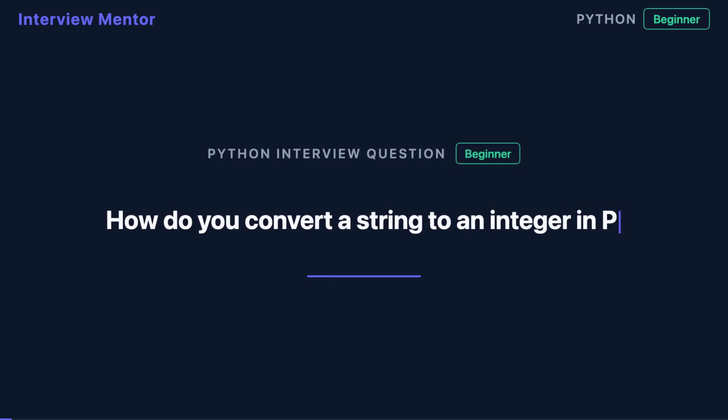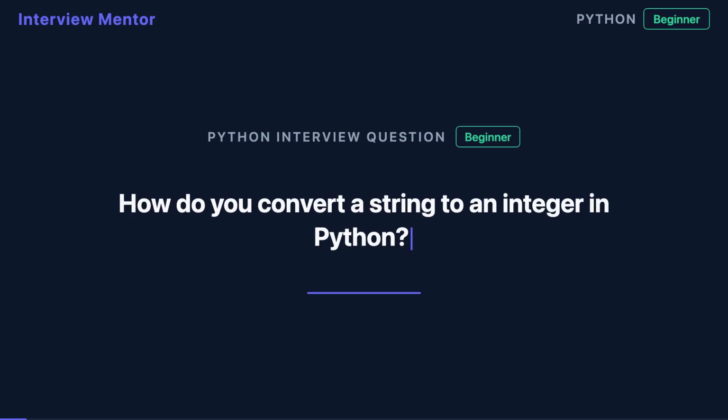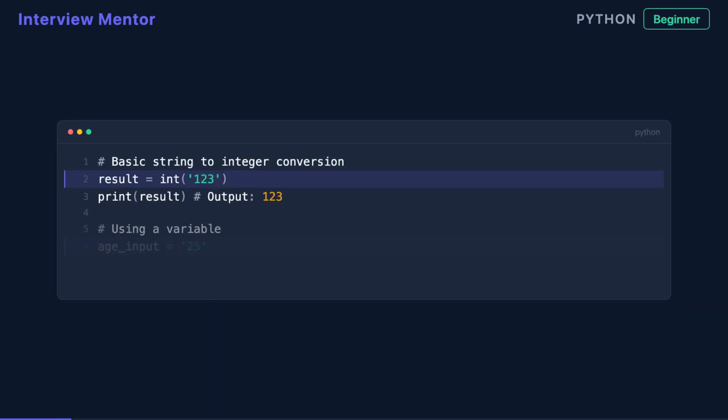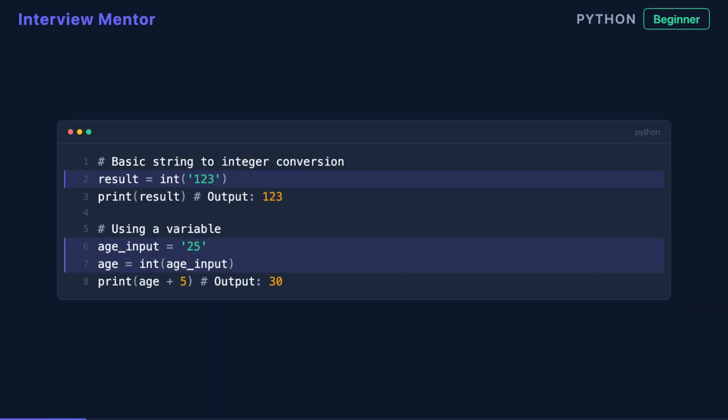Ever tried to add a user's age input to a number and got a weird concatenation instead? That's because input returns a string. Let's fix that. Python's built-in int function is your go-to for converting strings to integers. The syntax is simple. Just pass the string as the argument. For example, int of the string 123 returns the integer 123.